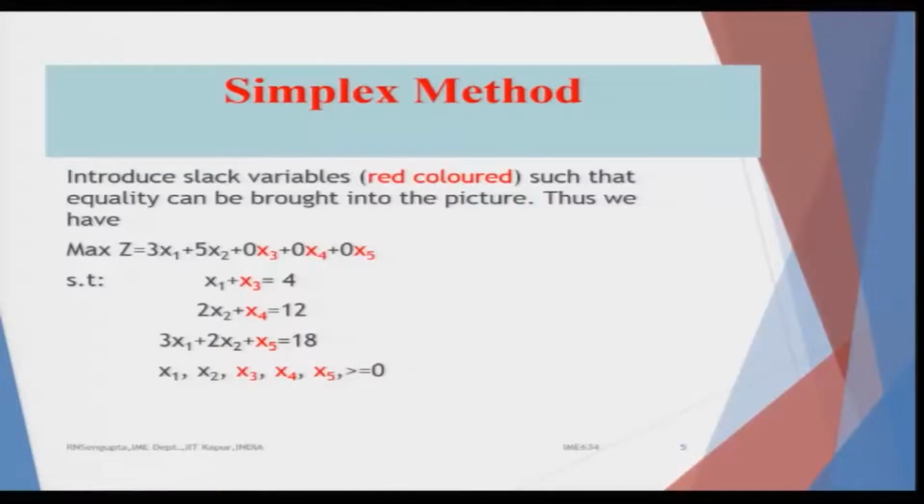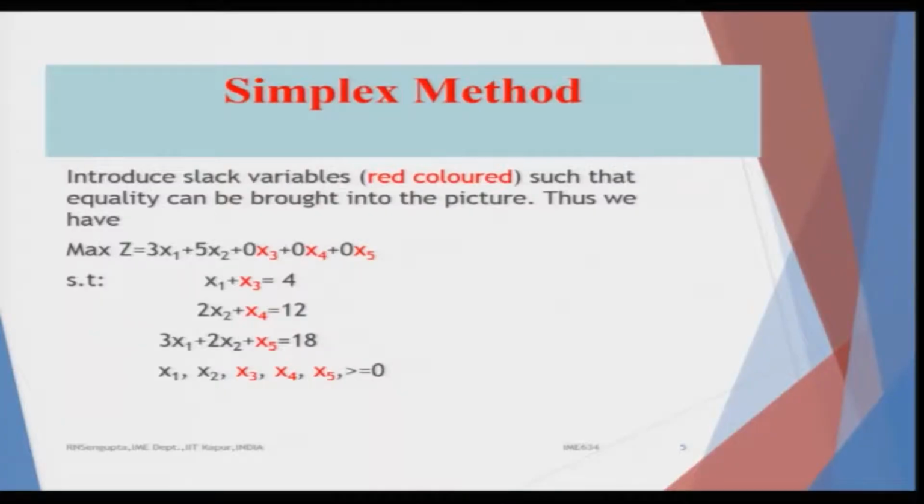Now, we will introduce the slack variable, slack because they are lagging behind, so you want to add slacks. So, introduce the slack variables, which will be red in color, for the less than equal to sign. And remember one thing, if you are converting the less than sign into the greater than sign corresponding to the dual problem, then in place of slack the surplus will come with a negative sign. So, introduce the slack variables, shown in red, such that equality can be brought into the picture. Thus, we will have the maximization problem.